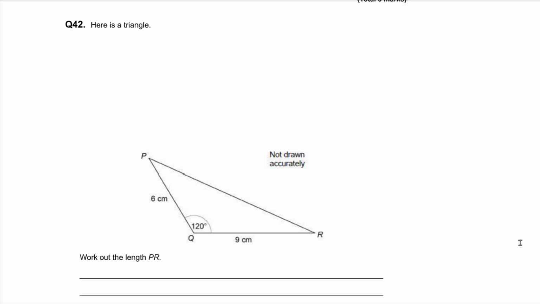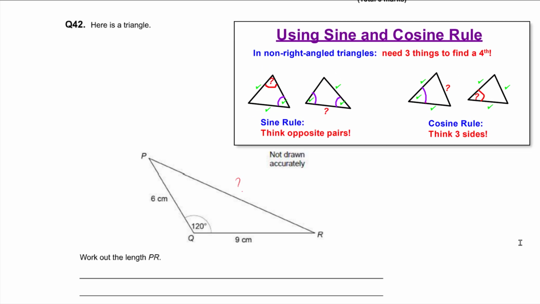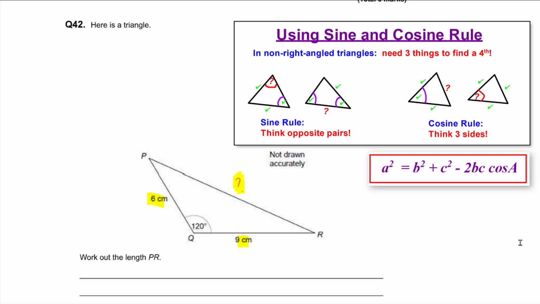So work out the length of PR. So PR, where's PR? It's this side here, isn't it? That's the one we want to find. Now we've already got 2 other sides, and now look, we're looking for a 3rd side. So this triangle, and this question is about 3 sides. So this one is the cosine rule, okay? And we need to work out that length, PR.